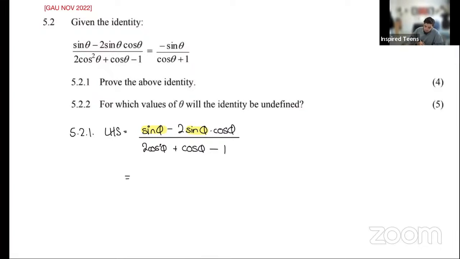So I need to take out a common factor. What should I take out a common factor of? Sine, correct. Okay, so sine appears in both terms. So I'm going to take sine theta as a common factor. I'm left with 1 here because sine theta divided by sine theta is 1. And here I'm left with 2 cos theta because that's what's left over. 1 minus 2 cos theta.